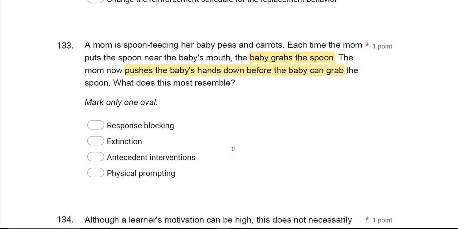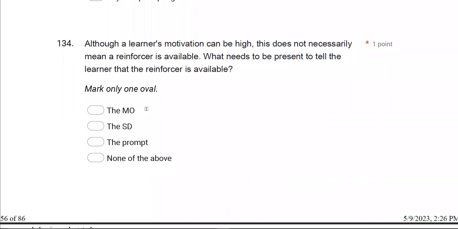It's not an antecedent intervention because it's reactive. It's in reaction to what the baby's doing. And it's not prompting because, again, it's a consequence intervention, and we're not prompting the baby to do anything. The baby goes to grab the spoon. The mom blocks the response by pushing the baby's hands down before the baby can grab the spoon. So what does this resemble? A, response blocking.